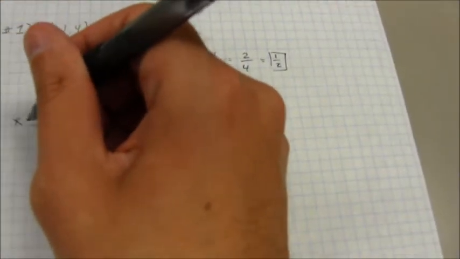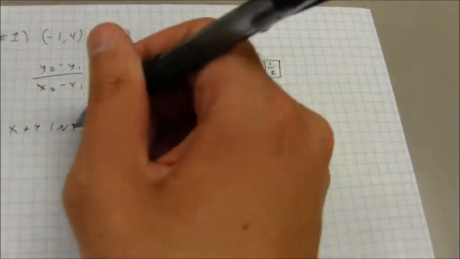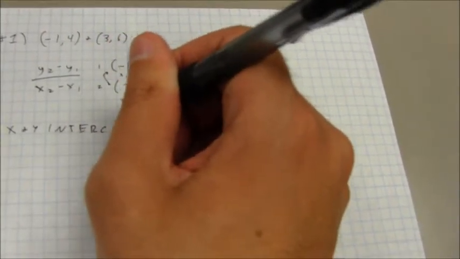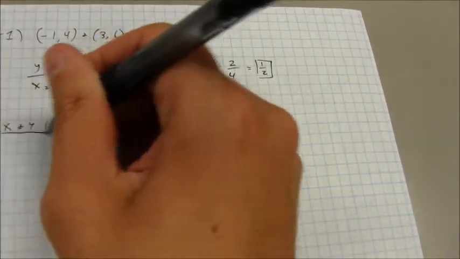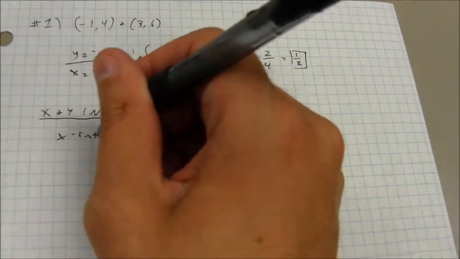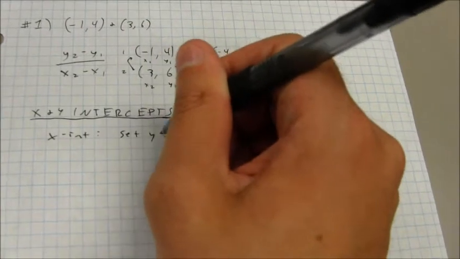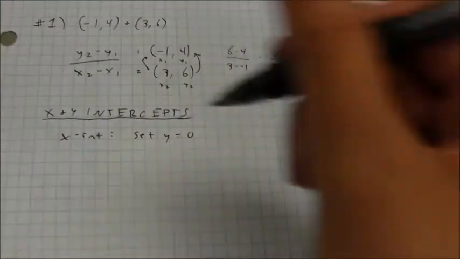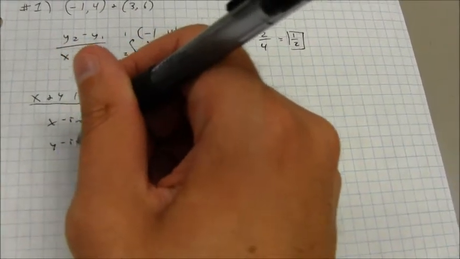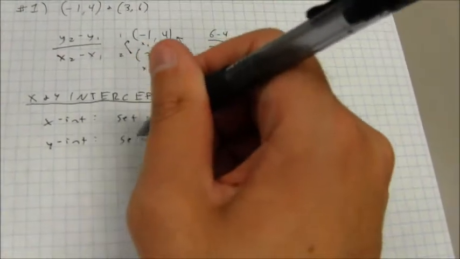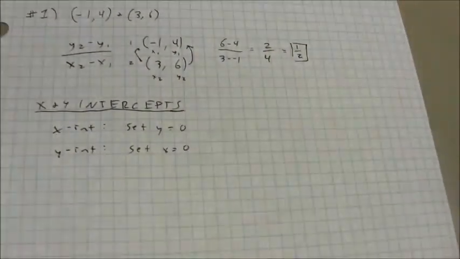If I want to graph, there are a couple different ways that I can graph. First of all, I can graph by finding x and y intercepts. And remember that to find an x-intercept, you can set the y value equal to 0. And to find a y-intercept, you can set the x value equal to 0.